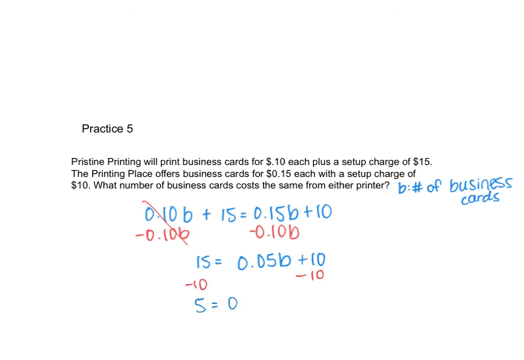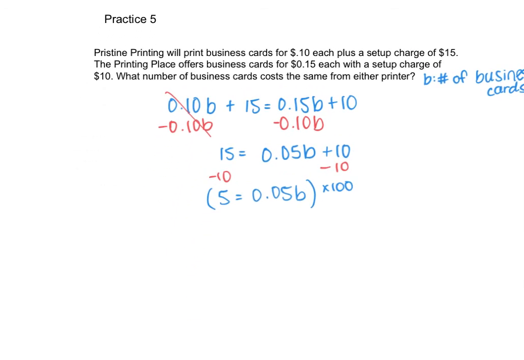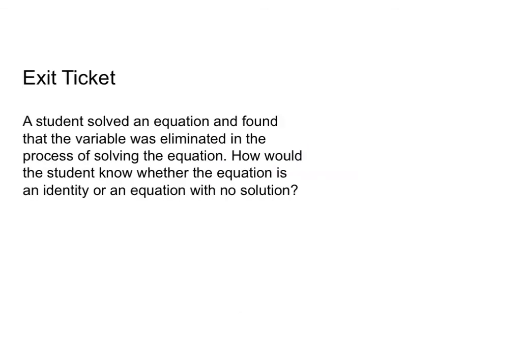5 equals 0.05B. And now remember, you want to multiply by 100 because you want to get rid of that decimal. So what we're going to get is 500 equals 5B, divided by 5, divided by 5. And you're going to get B equals 100 business cards. So at 100 business cards, the cost will be the same from either printer.